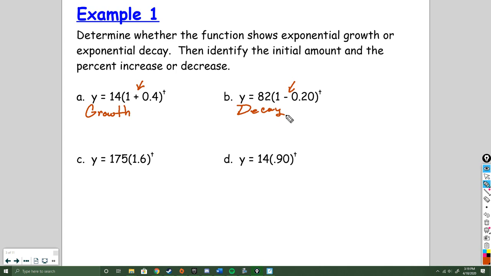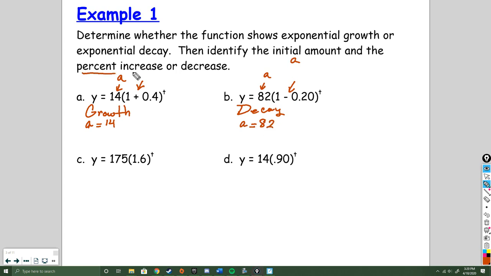And then the initial amount, remember that is A, that comes right here, right before that growth or decay factor. So A, or the initial amount in part A would be 14. The initial amount in part B would be 82.